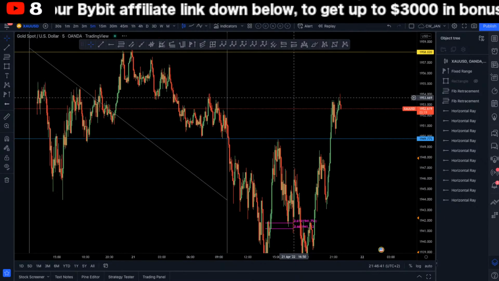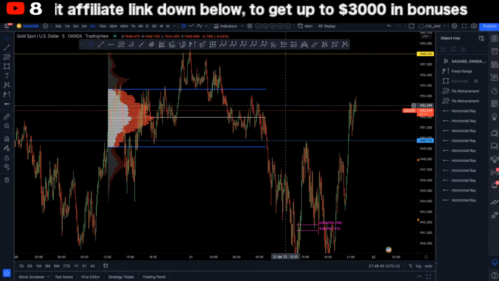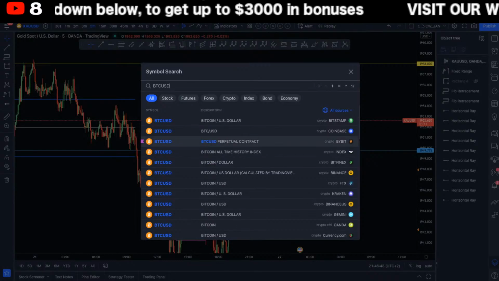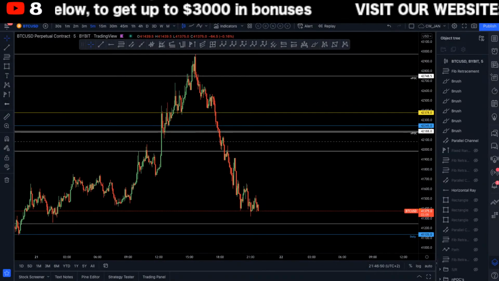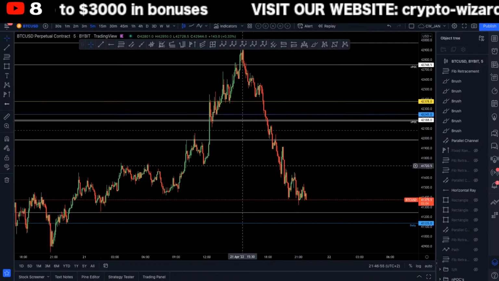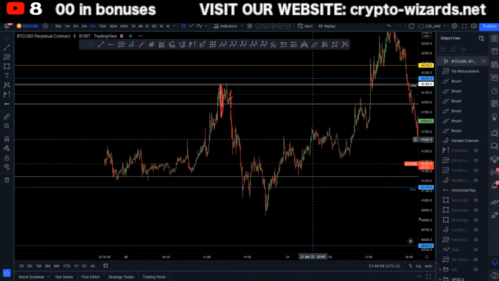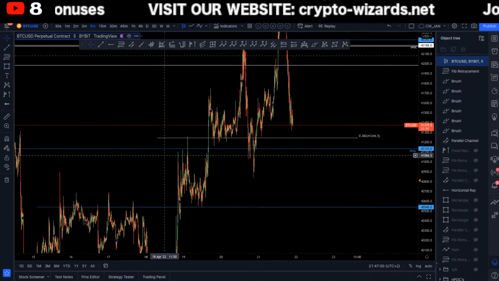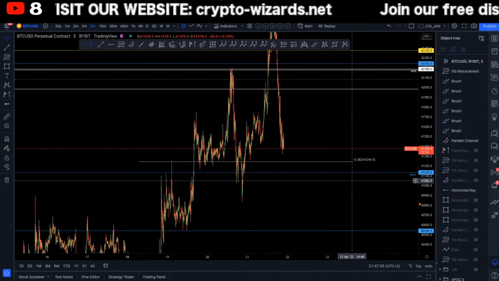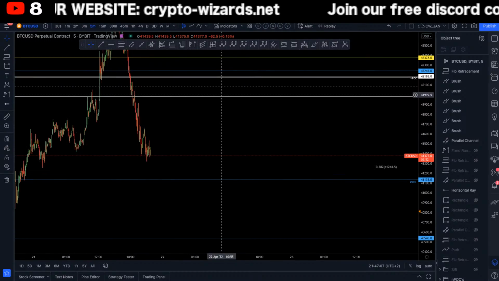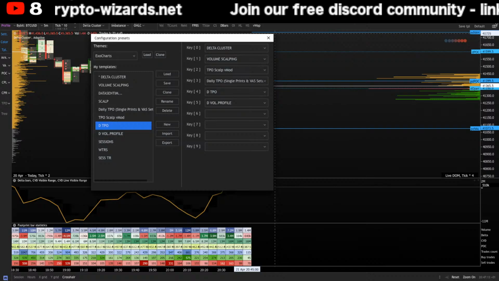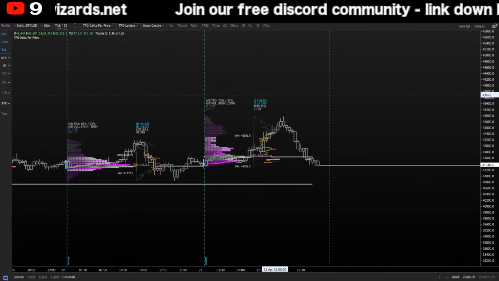I think we are getting rejected from... no, the POC is here. I thought we were getting rejected from that range POC, but no, we are not. So yeah, this daily 382 with the previous day value area low is good support on Bitcoin. Let me have a look if we have some single prints today. I actually don't think so. No, no SP at all.